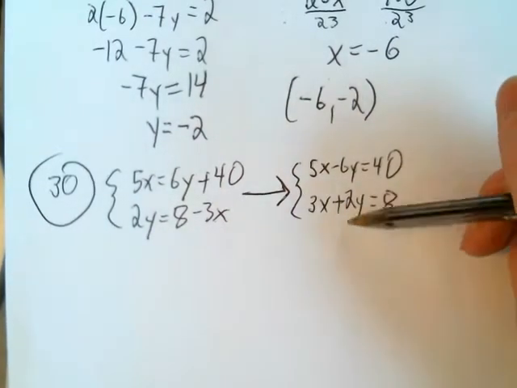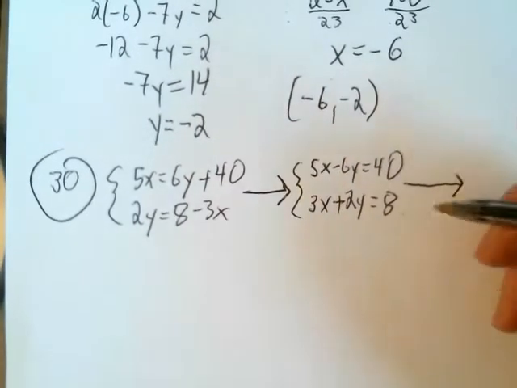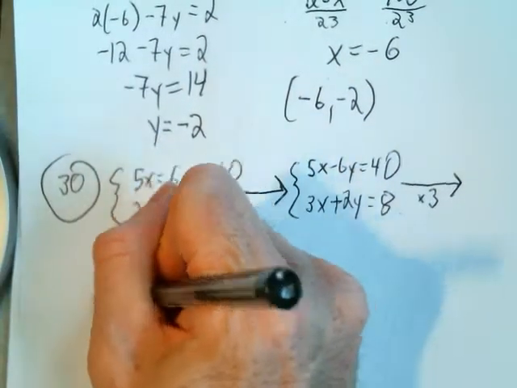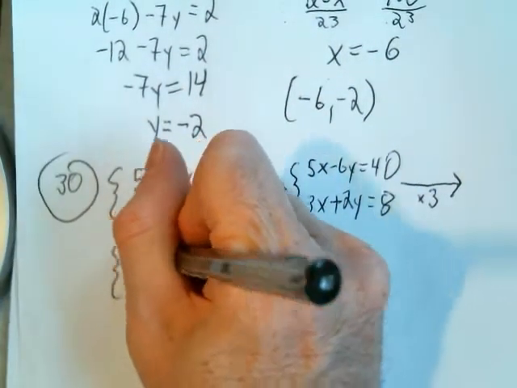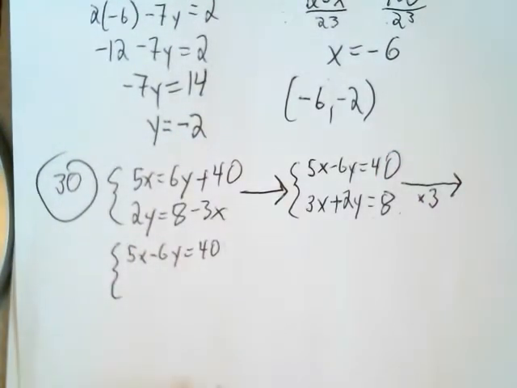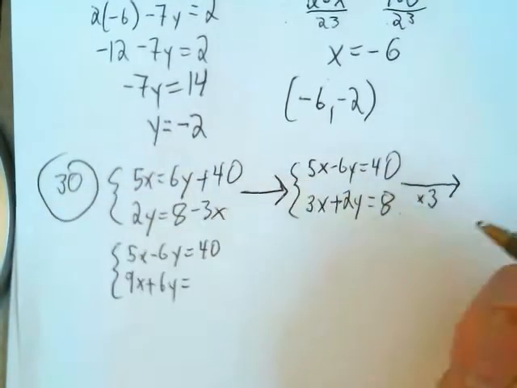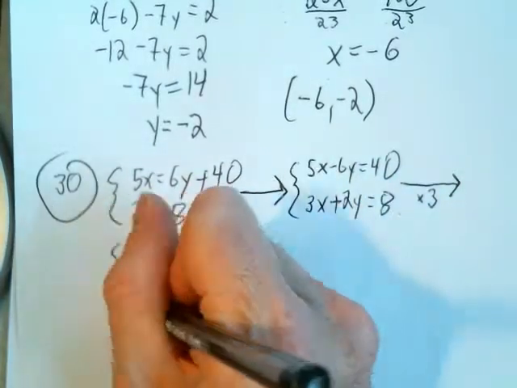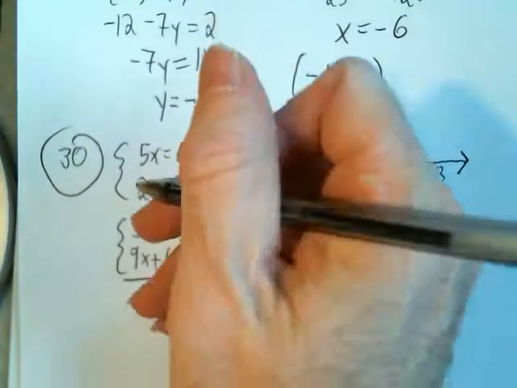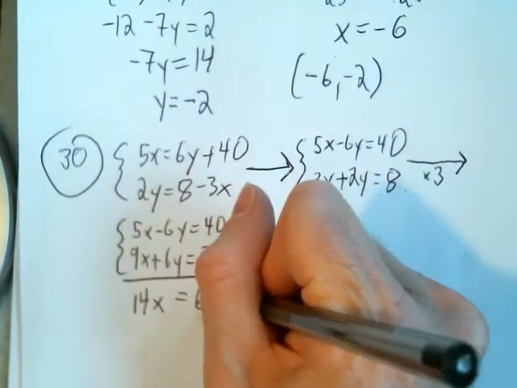So I scan. I'm not seeing any cancellations, but if I multiply the bottom guy by 3, then I think I'll get something, right? So I'll have in the top 5x minus 6y is 40, and in the bottom I'm getting 9x plus 6y equals 24. And now I can go ahead and add column-wise. The y's will cancel out. I have 14x equals 64.